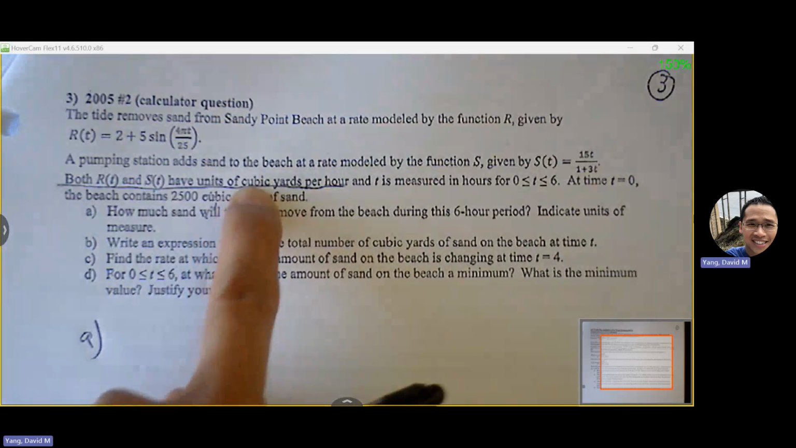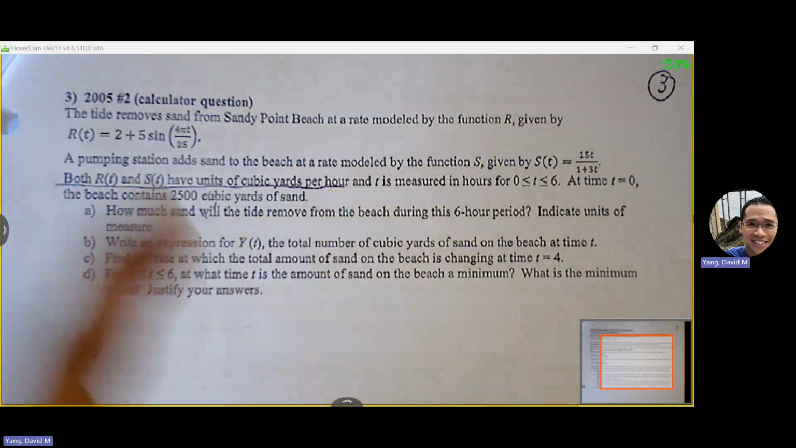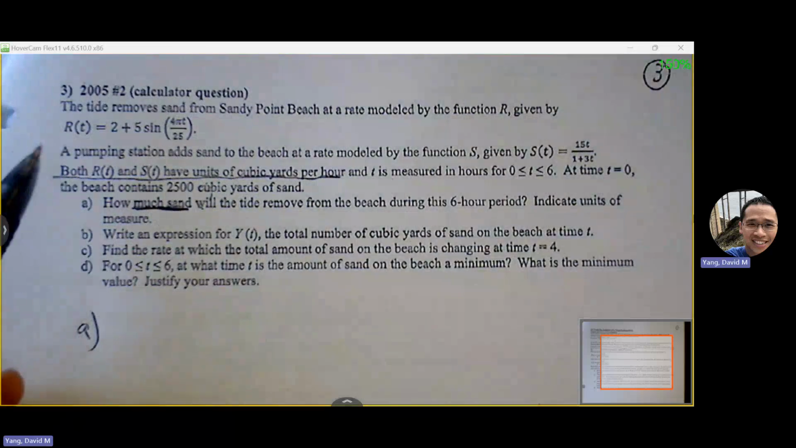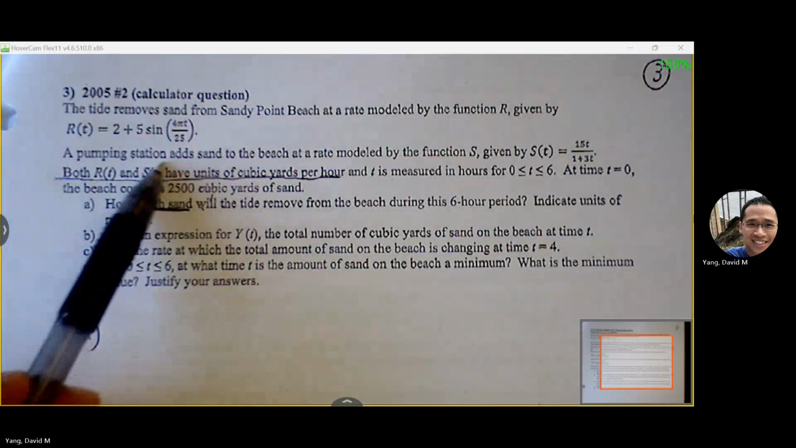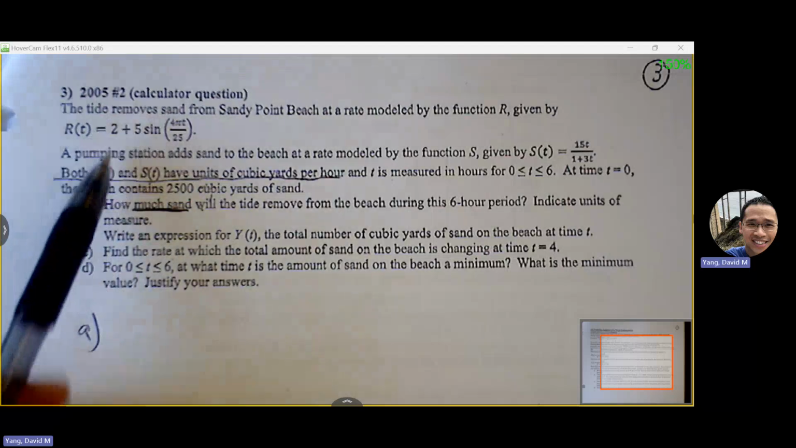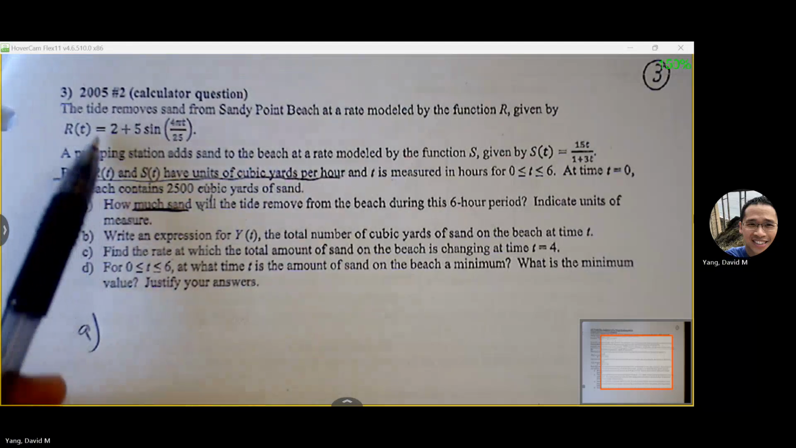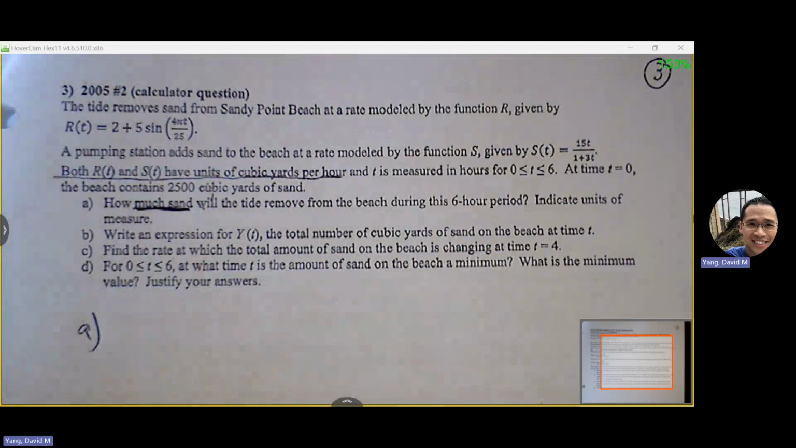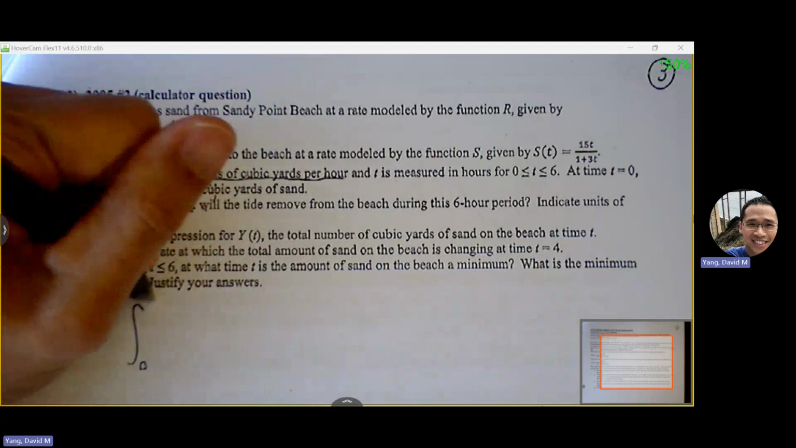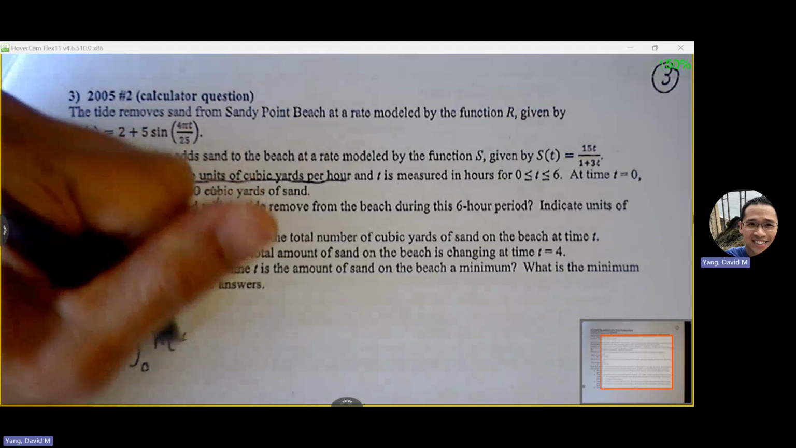But R of t is in terms of cubic yards per hour, but we're looking for how much sand. We're looking for cubic yards. So guess what we need to do? How do we get from cubic yards per hour up to cubic yards? Take the what? Yeah, take the integral, right? Take the antiderivative. We're going to accumulate that rate over the 6-hour period, and the integral will do that for us. So integral from 0 to 6 of R of t dt.